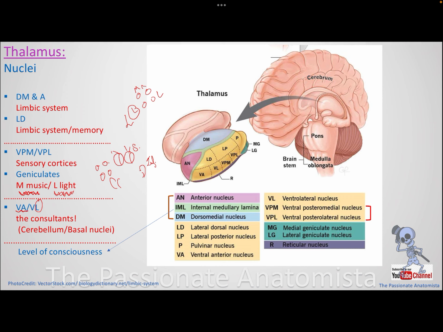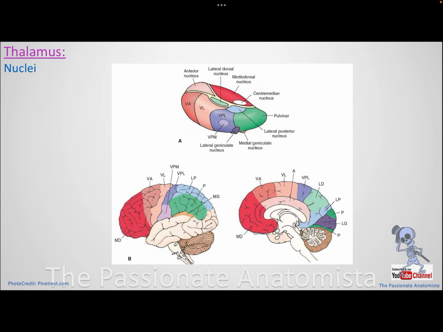All right, and the internal medullary lamina has to do with the reticular formation and level of consciousness. So by now, you guys remember all the nuclei of thalamus and the basic function of those guys. This is another picture which shows you where the information is going. I liked it. I'm not going to explain it because everything is explained in its respective video. I just want to recap the nuclei with you guys.